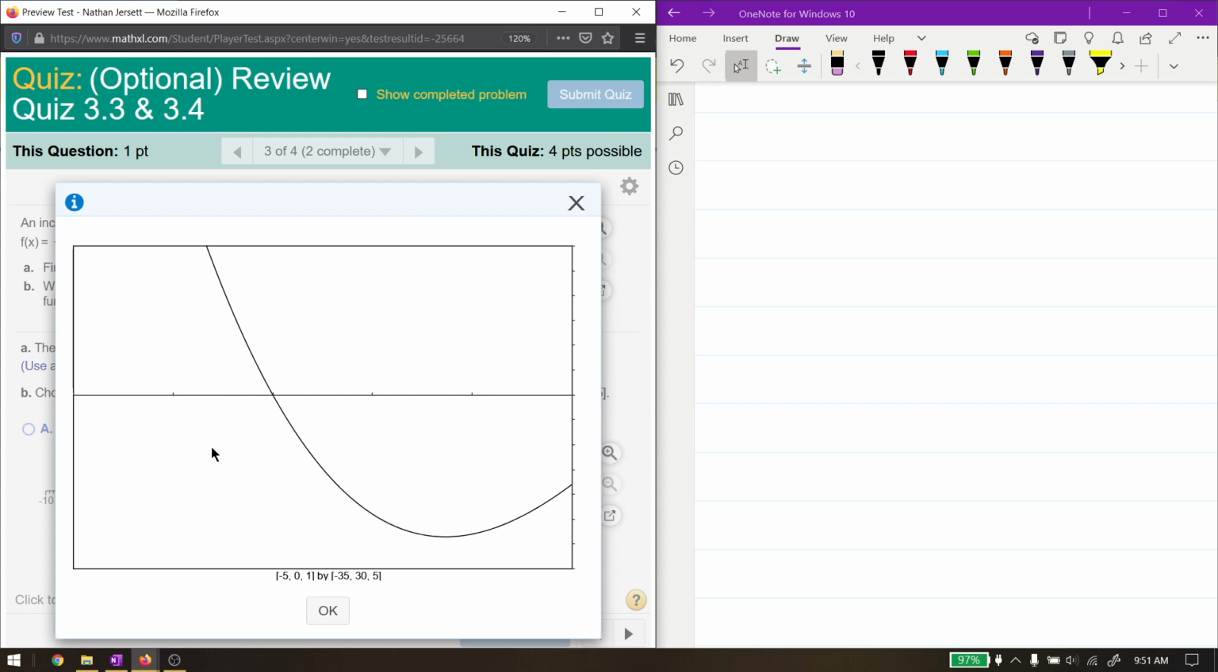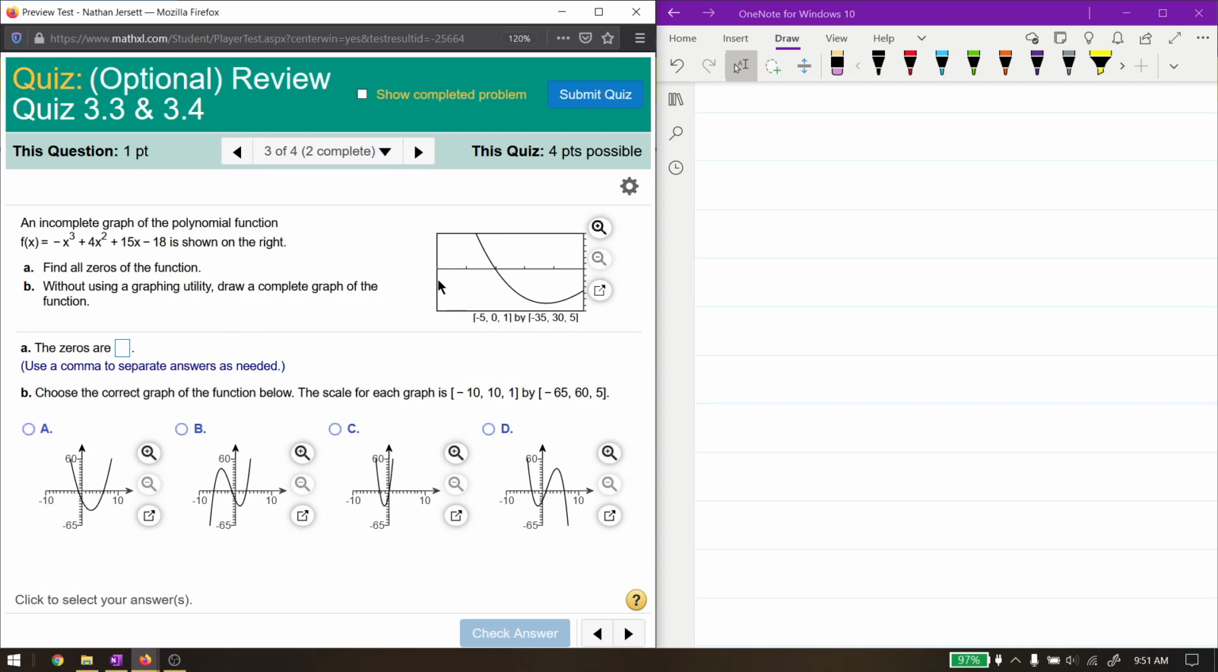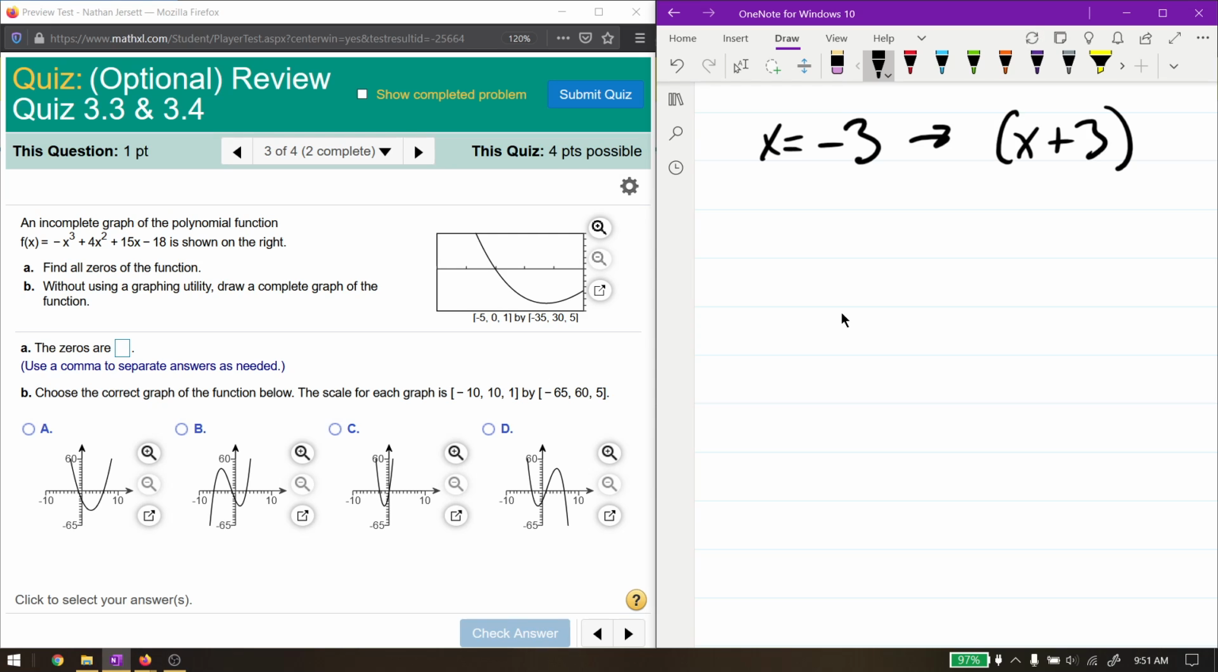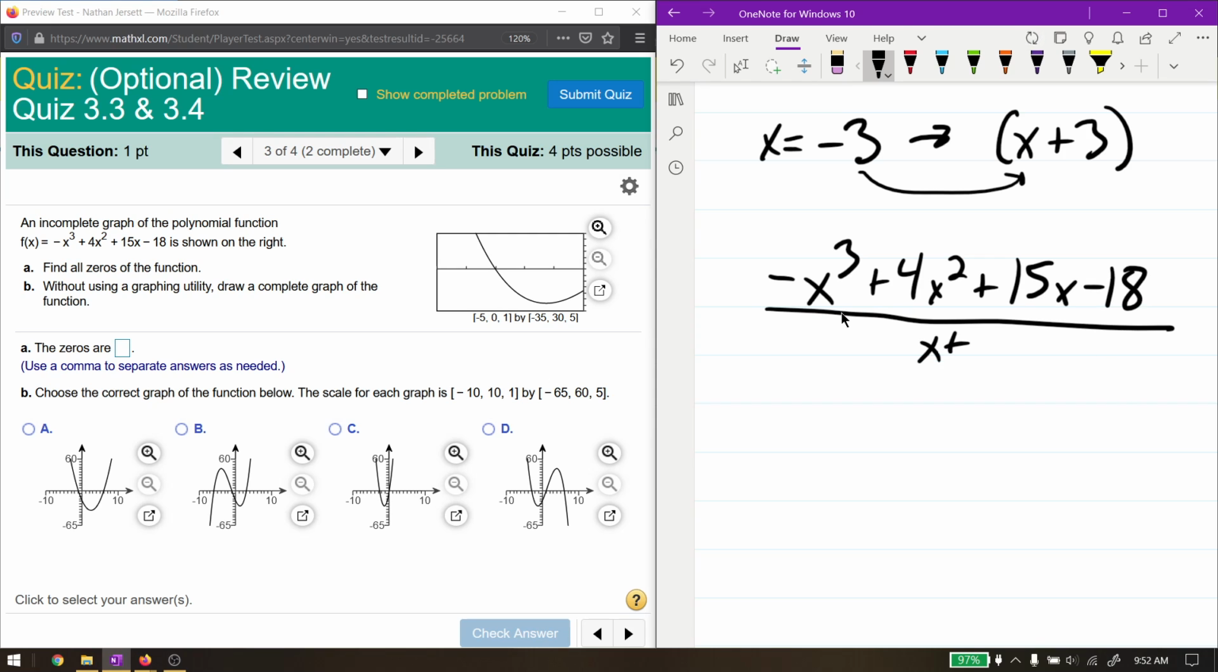And this is -3 then. So it says that x equal to -3 is a 0 of this polynomial. That means we should be able to divide out evenly a factor of x plus 3, because -3 plus 3 is 0. If you plug that in, you get 0, right? So let's take the polynomial, -x cubed plus 4x squared plus 15x minus 18, and divide out the x plus 3.